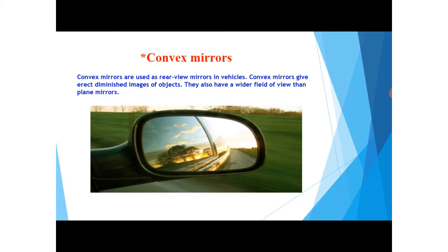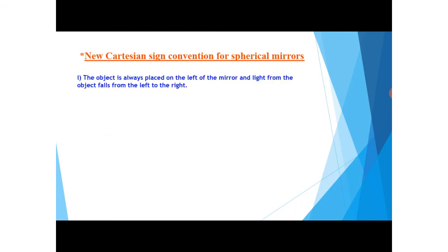Now after the uses of the convex mirror and the image formation by spherical mirrors, let us figure out the Cartesian coordinate system used for the spherical mirror. Now what is the meaning of that Cartesian coordinate system?